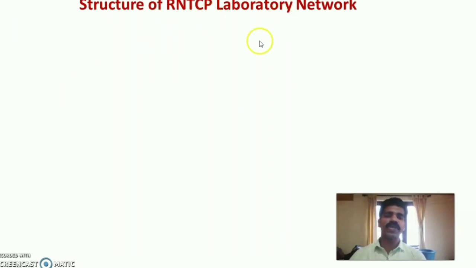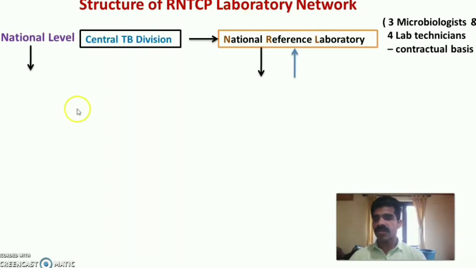Structure of RNTCP laboratory network. At national level, under the supervision and guidance of the central TB division, we have national reference laboratories. In each national reference laboratory, there are 3 microbiologists and 4 lab technicians who function on a contractual basis. So this is the organization structure of RNTCP at national level, the national reference laboratory.